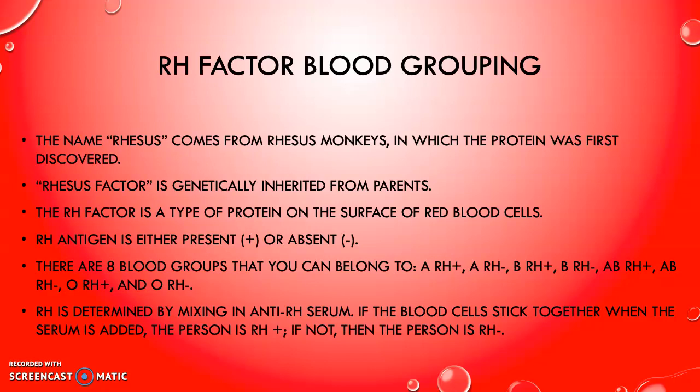It's determined by mixing in anti-Rh serums when they test your blood. If the blood cells stick together when the serum is added, the person is Rh plus. If not, then the person is Rh negative.